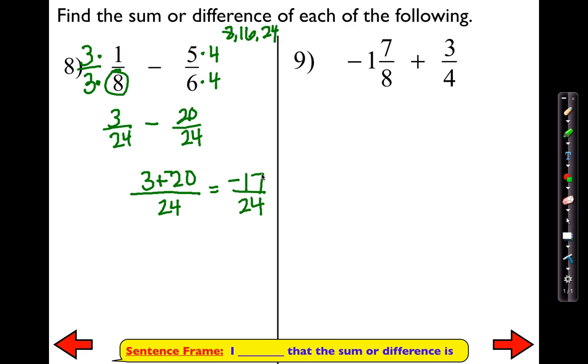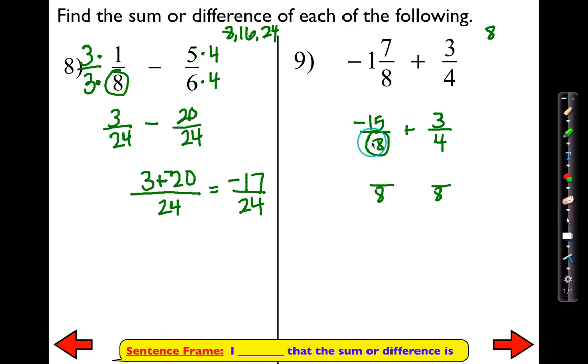Here for number 9, now the only difference is I have to make sure I'm going to turn all my mixed numbers into improper fractions. So here we're going to do, ignoring the negative sign for a second, 8 times 1 is 8, plus 7 is going to be 15. So we have negative 15 eighths plus 3/4. So just like in the previous example, I like to identify which one's the greater denominator at this point, which is 8. I go by multiples of 8. Can 4 be made into 8? The answer is yes. So that's going to be my lowest common multiple.